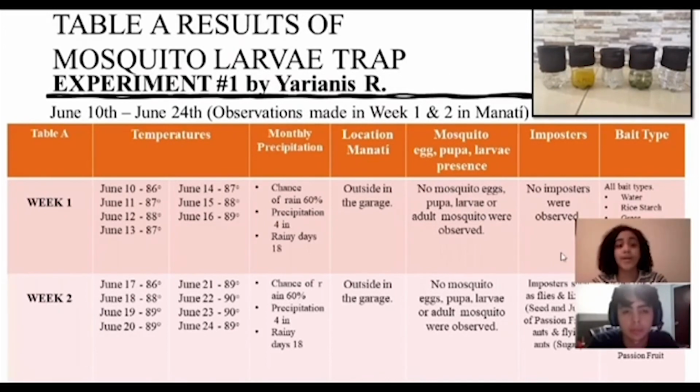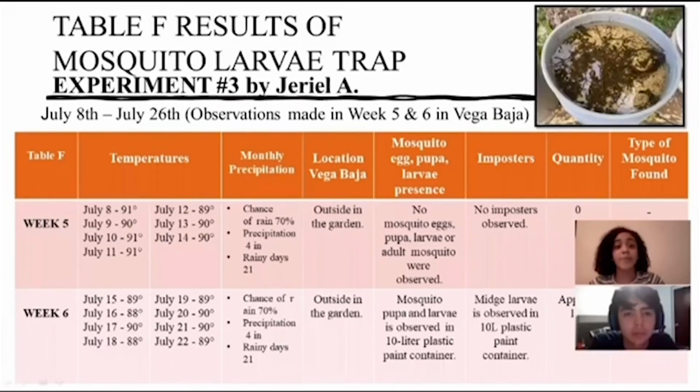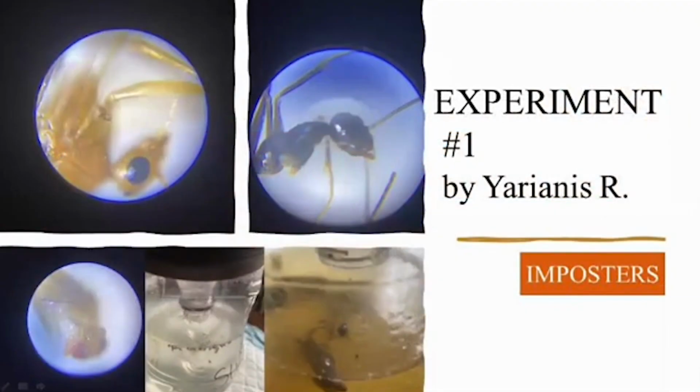This was the table used in experiment 1 of the results of the mosquito larvae trap. The only difference here is that this has the quantity of mosquitoes, since the first didn't have mosquitoes trapped, and the type of mosquito found.